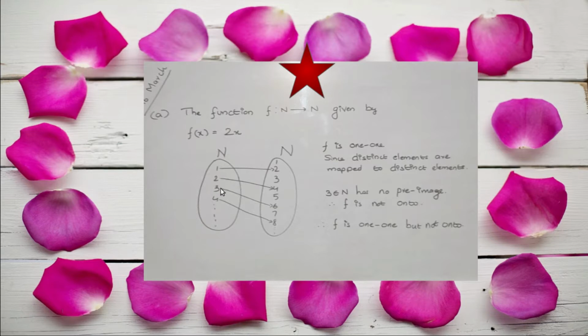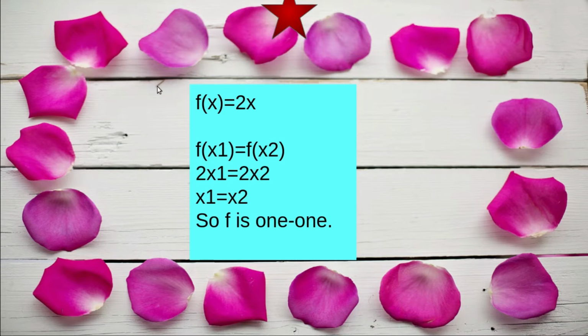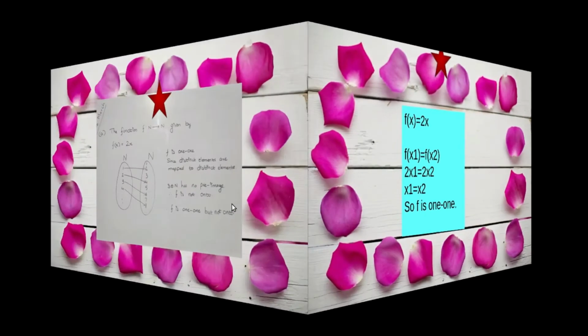So here distinct elements are mapped to distinct elements, so the function is one-one. To prove f of x is one-one, either use the arrow diagram or use the algebraic method. We have to prove that f of x1 equal to f of x2 implies x1 equal to x2. Here f of x is 2x, so f of x1 is 2x1, f of x2 is 2x2. Dividing by 2 we get x1 equal to x2, so f is one-one.